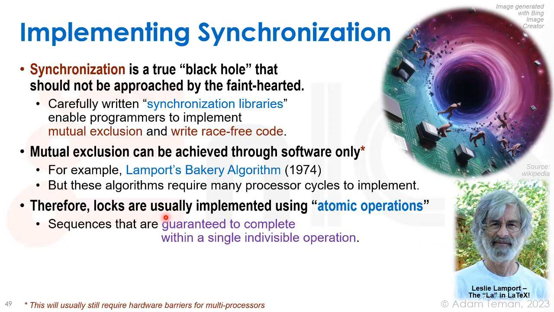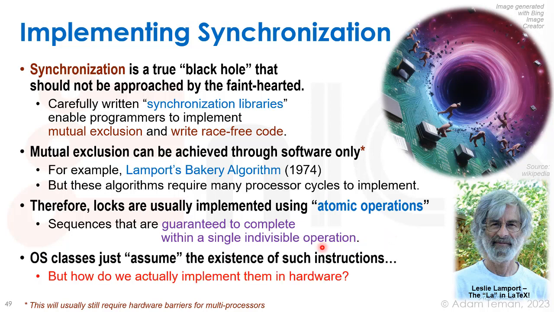Okay, so locks are usually implemented using atomic operations instead of using these software-only approaches. So what is an atomic operation? As I said before, it's a sequence that is guaranteed to complete as a single indivisible operation. So it's something where we know that there will not be any type of context switch or something like that in the middle.